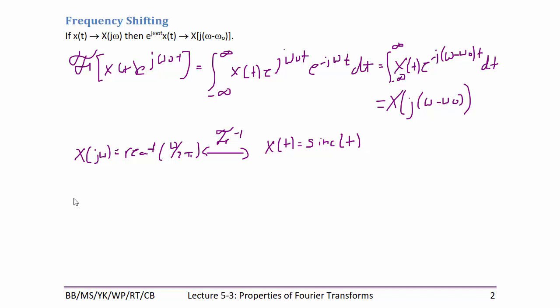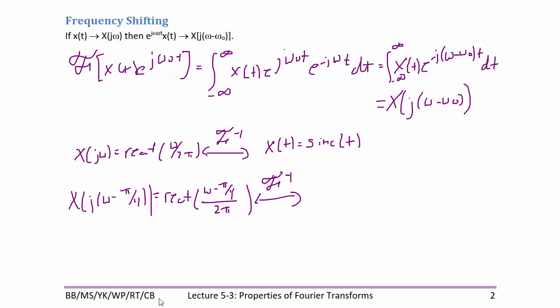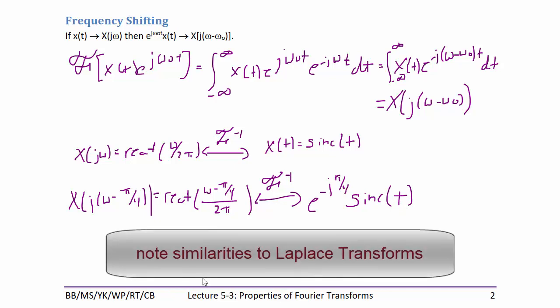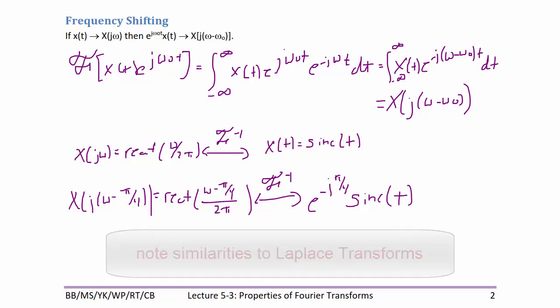So now, what if we have the shifted X of j omega minus pi over 4, which equals the rect of omega minus pi over 4 divided by 2 pi? Then the inverse Fourier transform is e to the negative j pi over 4 times the sinc of t. And what you should start to see here is that there are lots of parallels between Fourier transforms and Laplace transforms, and some of these properties are very similar to the time shifting and frequency shifting for Laplace transforms.